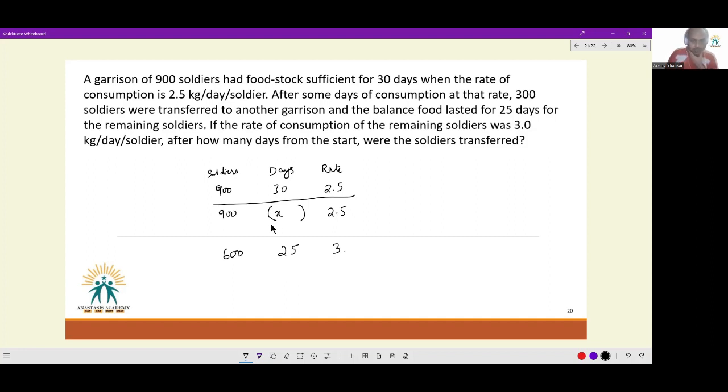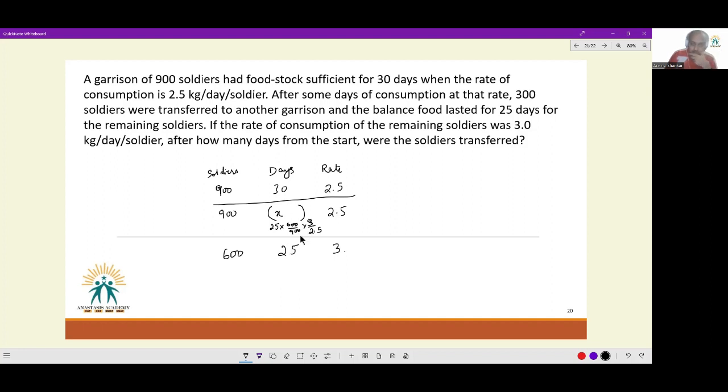How would we go about doing the working? The original number of days. Number of soldiers have increased, so number of days should go down. It will become 600 by 900. Followed by the rate. The rate has decreased, from 3 it has gone down to 2.5. So now the number of days that the food lasts should go up: 3 by 2.5. And this will give you how many days worth of food was remaining.